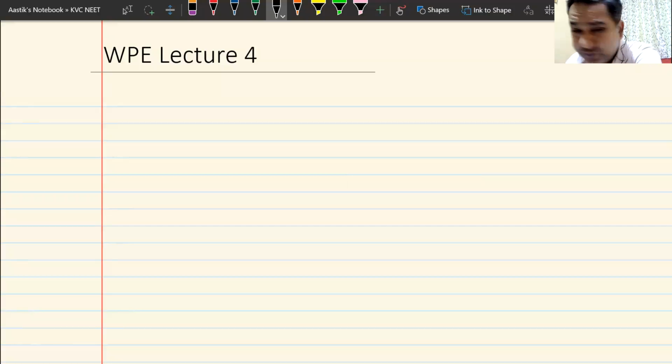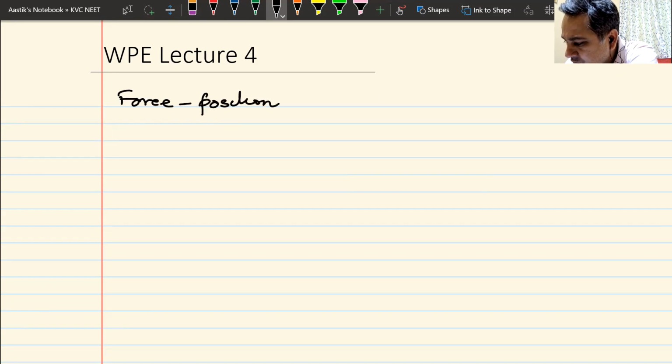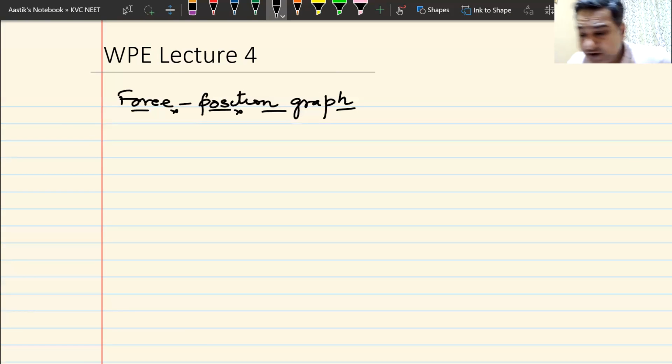So in today's class, we are going to discuss how you find out work done by a force displacement graph. That is the heading that you write, force displacement graph. You should not call it force displacement graph. You should call it force position graph. But maybe in your NEET exam, the question that will come will probably have force displacement graph written onto it. Doesn't matter. You must understand that it's a force position graph.